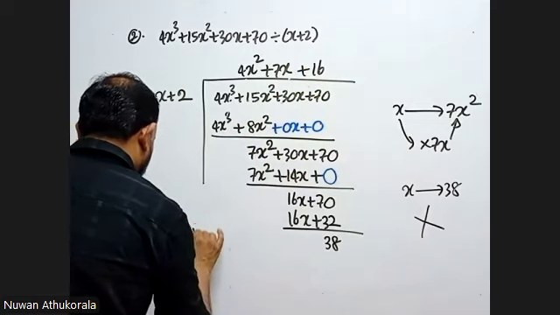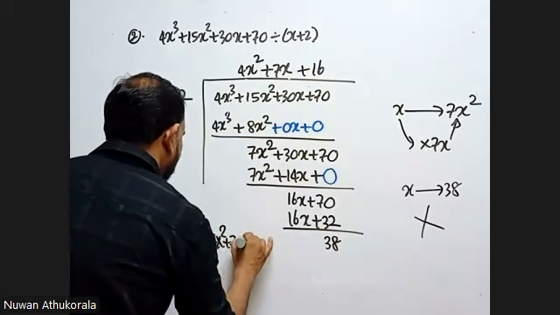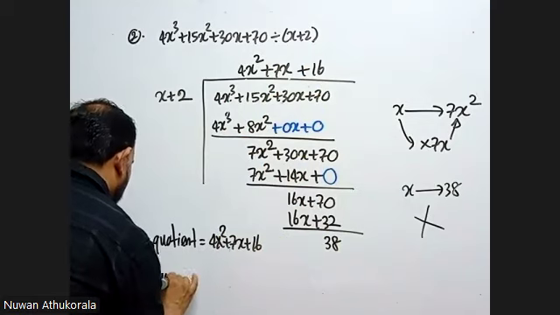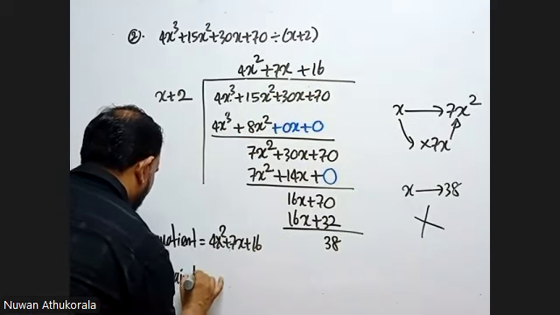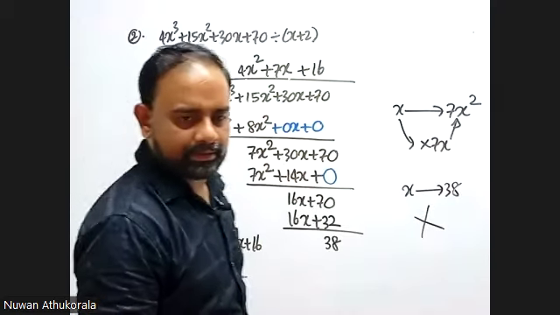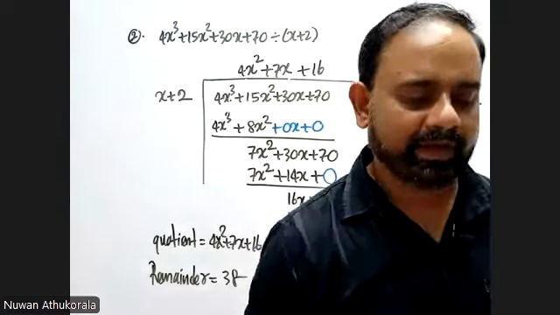Quotient: 4x squared plus 7x plus 16. Remainder equals 38. Right.